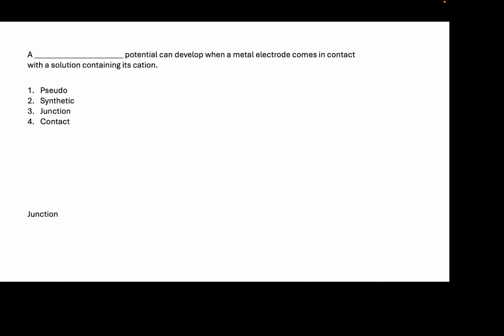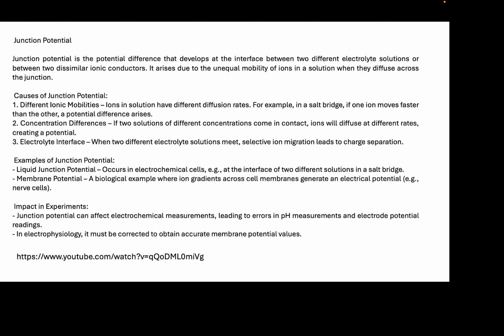So it's the junction potential. We'll discuss what exactly a junction potential is, a little bit of background information about it. You guys already know, but let's just go over it, and then we'll try to understand it in a better way. So junction potential is the potential difference that develops at the interface between two different electrolyte solutions or between two dissimilar ionic conductors. It arises due to the unequal mobility of ions in a solution when they diffuse across the junction. What are the causes of junction potential?